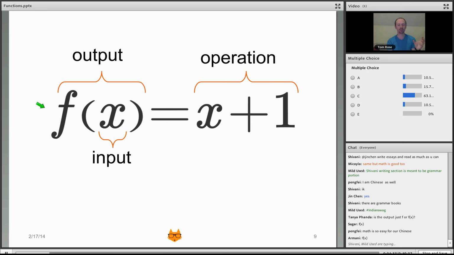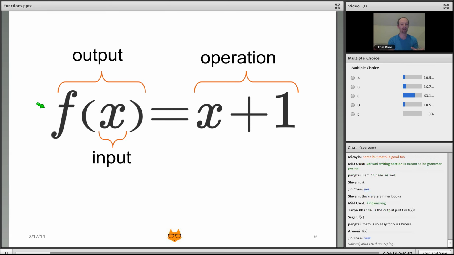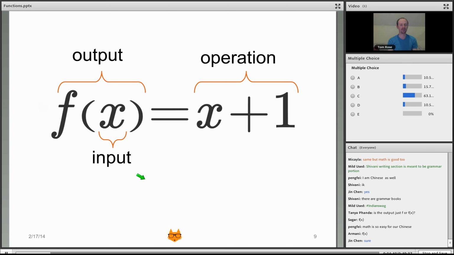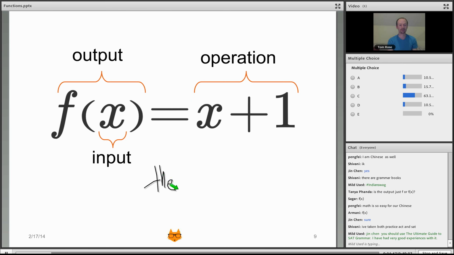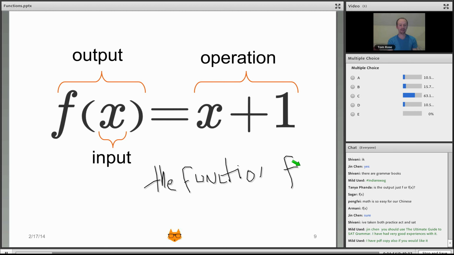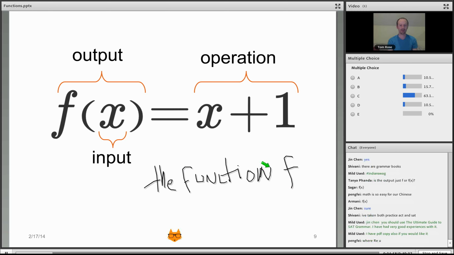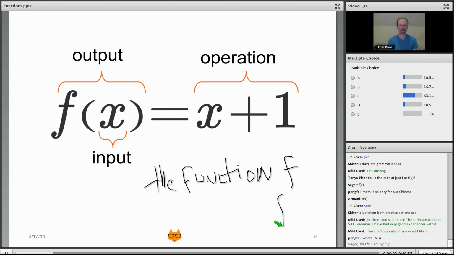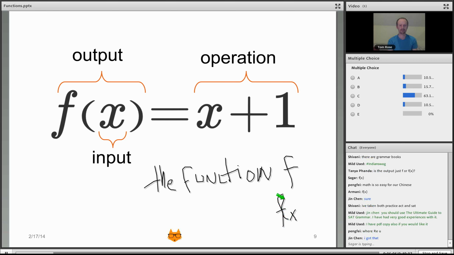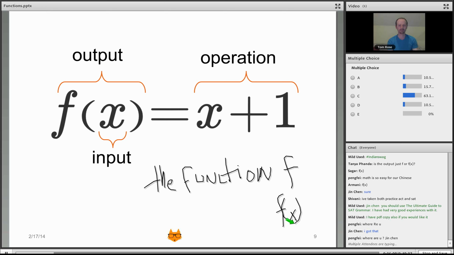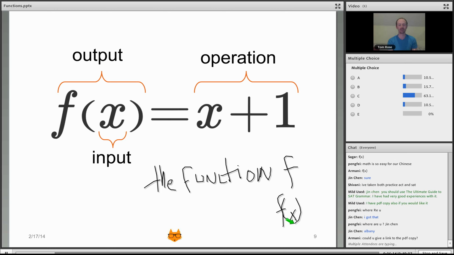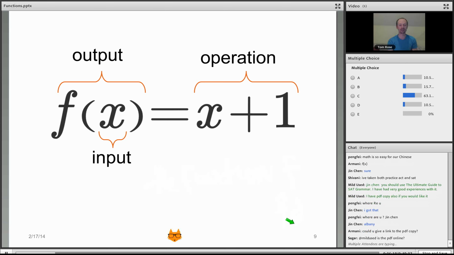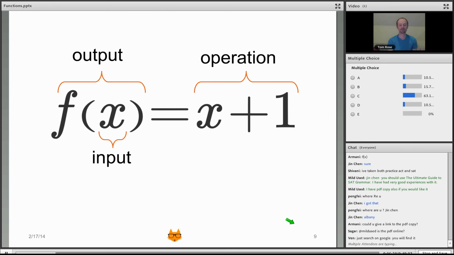Tanya, great question. Is the output just f, or is it f of x? That's really the same thing. So if you were to write a sentence and you were to say the function f, that would be the same thing as the function f of x. The writing on this is a little slow. It'll be frustrating later. All right, so f of x, same exact thing. These are just different notations for referring to the same thing. One of them has the nomenclature of the x included, and the other one doesn't. But they mean exactly the same thing.